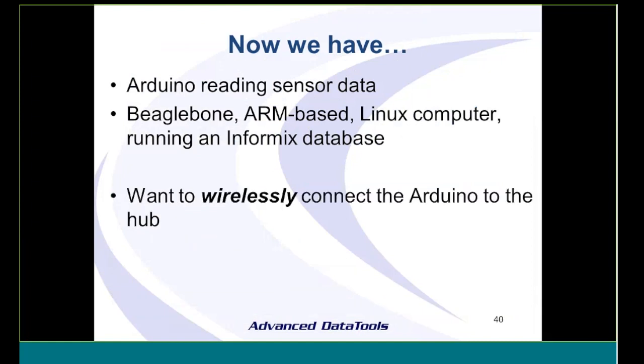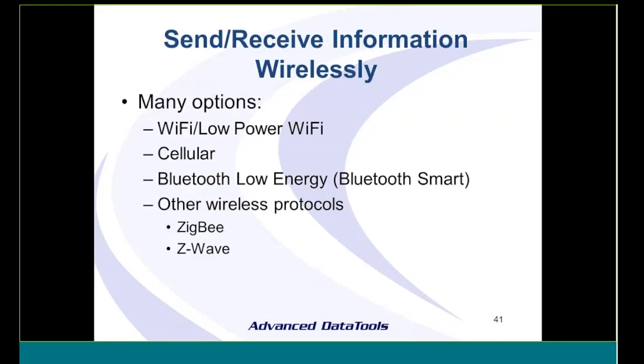Okay, so what do we got now? We've got our Arduino reading sensor data. We've got our Beaglebone, an ARM-based Linux computer running an Informix database. That's great, but we want to connect the two together, and we want to do it wirelessly. There's all sorts of options for this. We've got Wi-Fi, of course, cellular connections, Bluetooth. There are some other wireless protocols used by a lot of consumer devices: ZigBee is one, and Z-Wave.